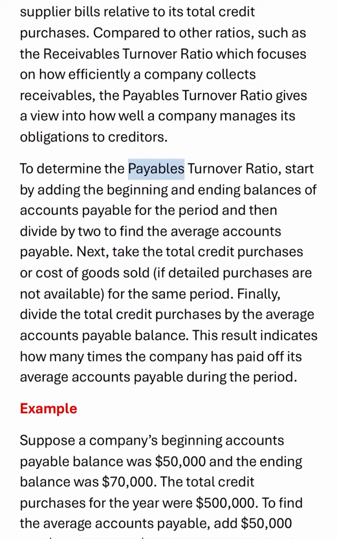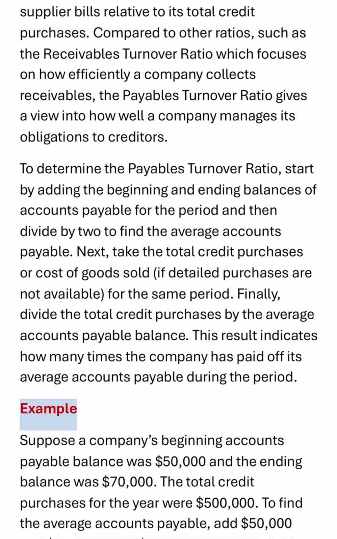To determine the payables turnover ratio, start by adding the beginning and ending balances of accounts payable for the period, and then divide by 2 to find the average accounts payable. Next, take the total credit purchases, or cost of goods sold if detailed purchases are not available, for the same period. Finally, divide the total credit purchases by the average accounts payable balance. This result indicates how many times the company has paid off its average accounts payable during the period.